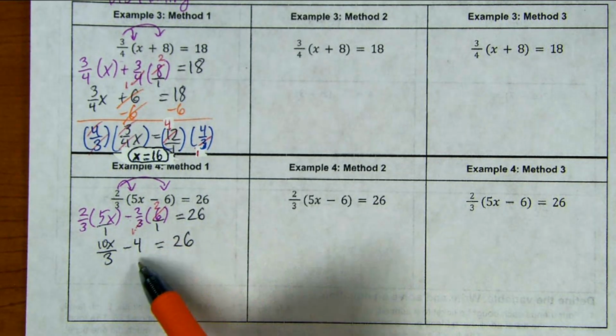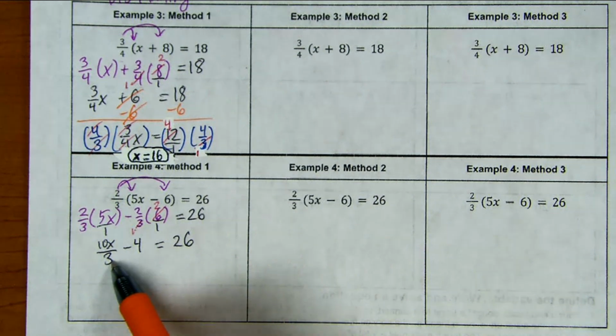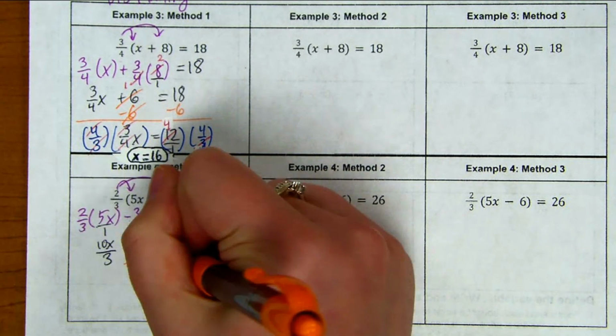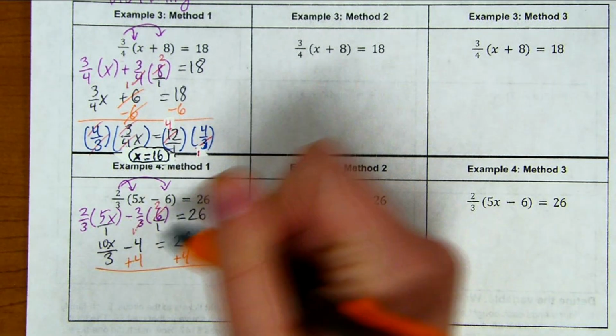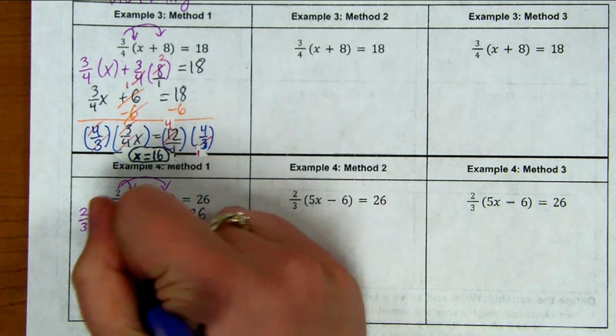So 10/3 x minus 4, we want to remove the constant first, which will be this 4. We can remove that by adding 4 to both sides. So minus 4 and plus 4 will cancel out. So we are left with 10x over 3 equals 30.